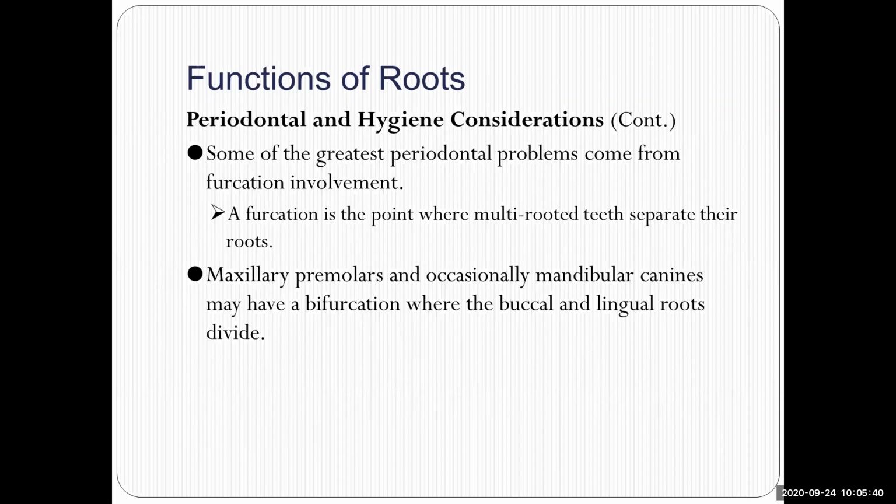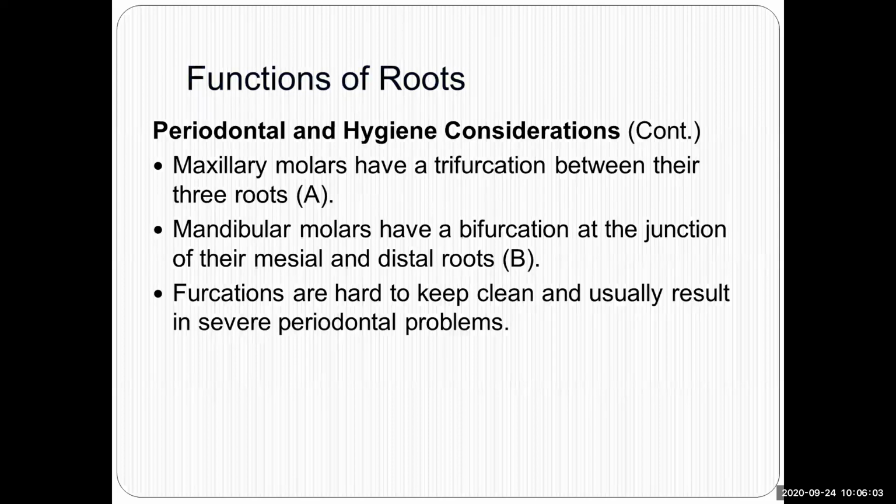Maxillary premolars and occasionally mandibular canines may have a bifurcation where the buccal and lingual roots divide. Maxillary premolars usually do. It's an anomaly, but sometimes mandibular canines can be bifurcated. Don't see that very often. Maxillary molars have a trifurcation because they have 3 roots. Mandibular molars have a bifurcation because they have 2 roots. And again, furcations are hard to keep clean and usually result in severe periodontal problems.